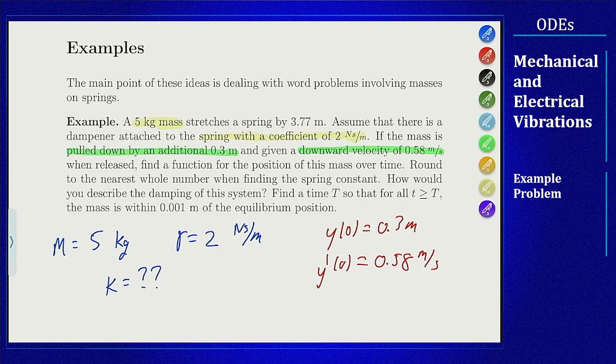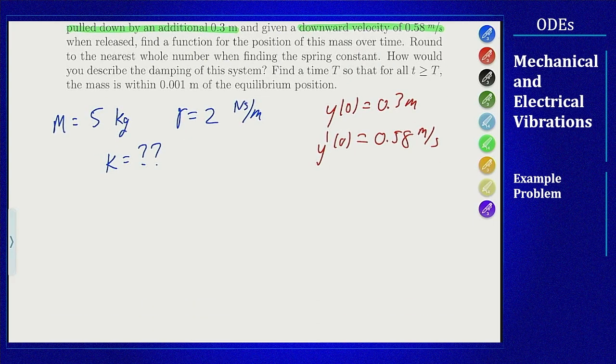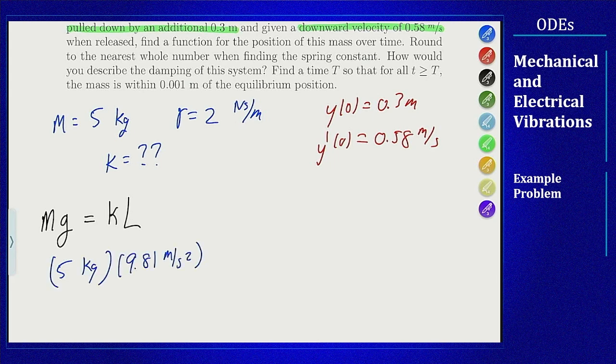How do we find k? Well, there's one factor we haven't used yet, and that's this 3.77 meters. Because the mass stretches the spring by 3.77 meters, our basic physics knowledge can take over and tell us that for this situation, mass times acceleration due to gravity is the spring constant times the length of spring extension. The mass at equilibrium is not moving, so the gravity force is canceled out by the spring force. That's the equation here. And so we have that 5 kilograms times 9.81 meters per second squared should equal k, our spring constant, times this length of 3.77 meters.